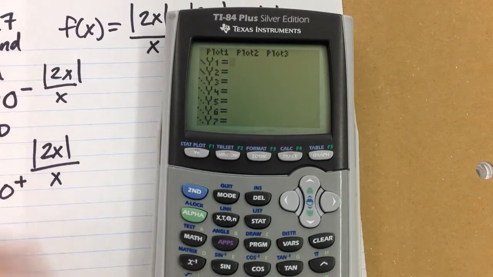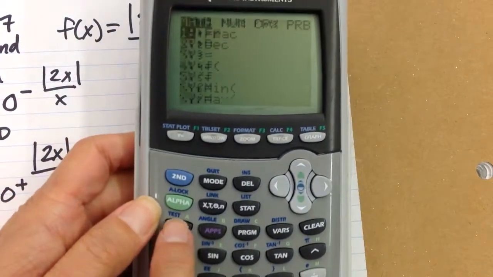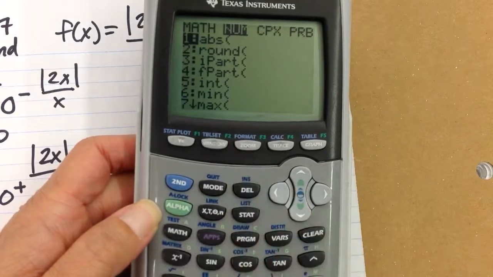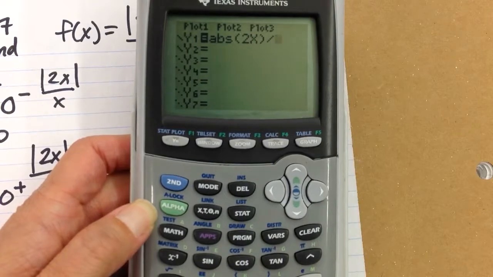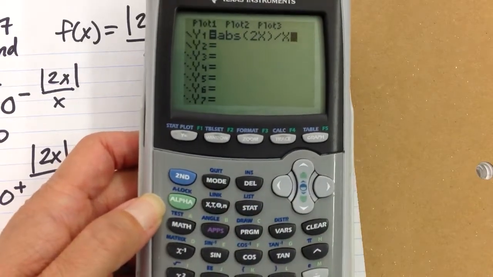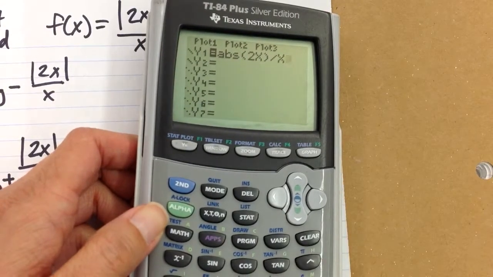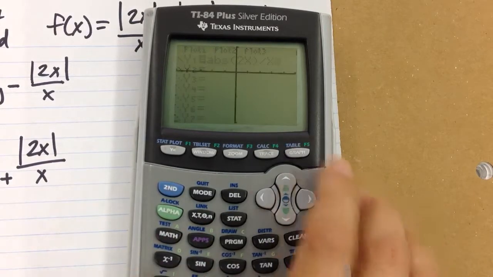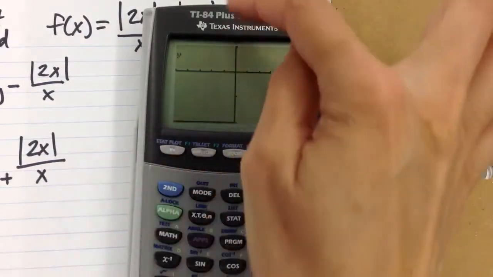How do you do absolute value again, like we did last class period? Math button, right? That wonderful math button. Press it. Scroll over to numbers, and then there's your ABS, absolute value of 2x, close your parentheses, divided by x. So it looks like that. And let's graph. And I don't know if my window is going to be good for this. Let's see. Okay, I got a line down here, but I should be getting a line up here too.